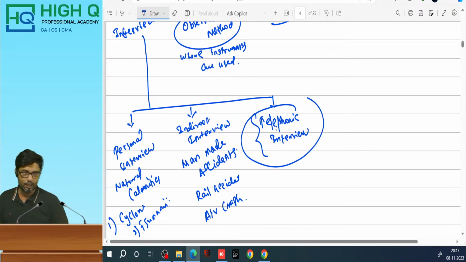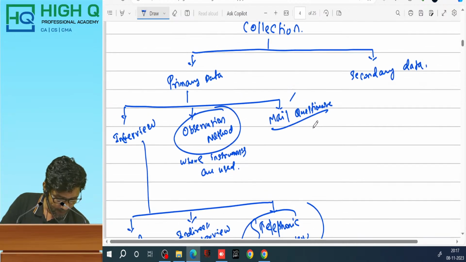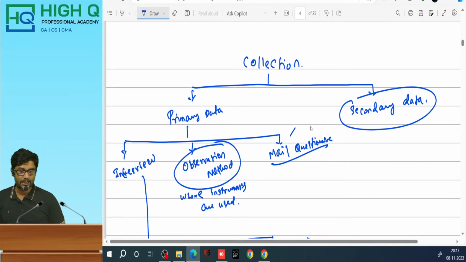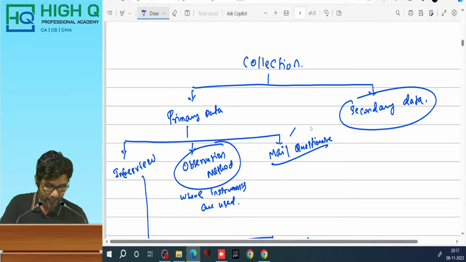Okay, fine. Now, the second part is secondary data. What is secondary data? I'll tell you. Secondary data is nothing but data that can be collected in 4 ways.